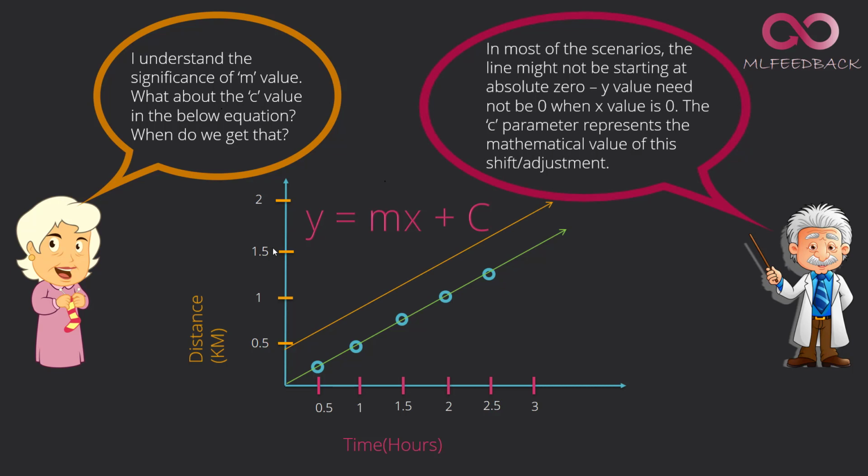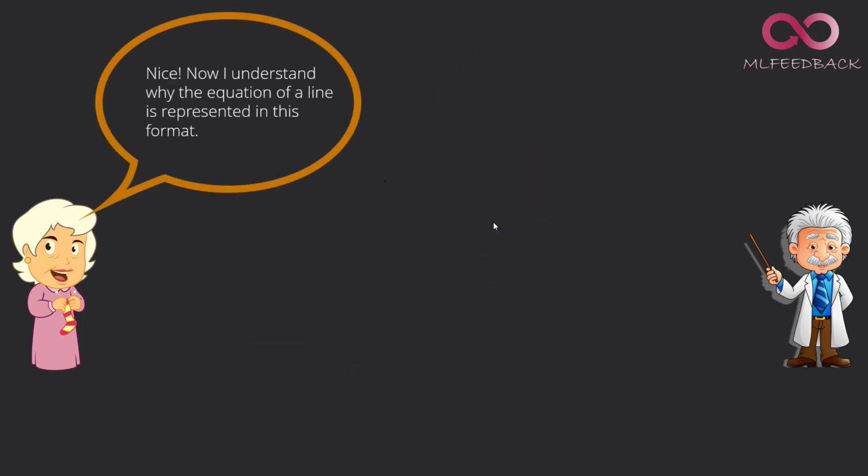Albert says, in most real world scenarios, the line might not be so perfect. It might not be starting at absolute 0. The y value need not be 0, as you can see with this yellow line. The c parameter represents this mathematical adjustment. And that's the reason why we generally represent the equation of a line with y equal to mx plus c, because it may not be perfect, it might not always start at the origin. Granny says, nice. Now I understand why the equation of a line is represented in this format. Albert says, awesome. Now you are ready to understand differentiation, which we'll be covering in a later video.